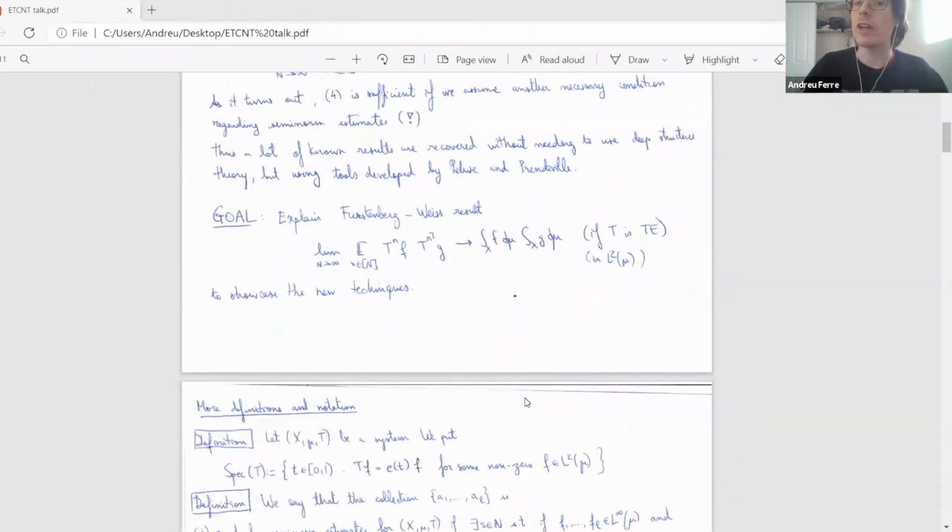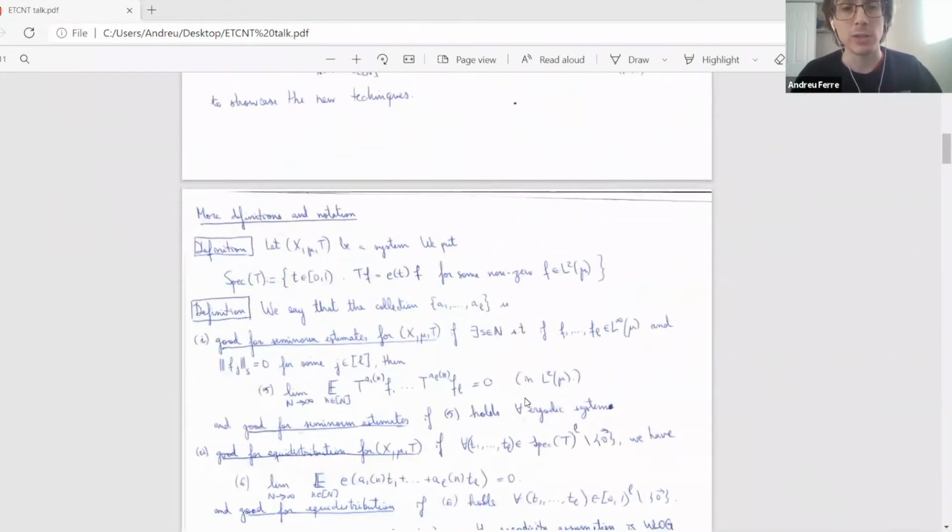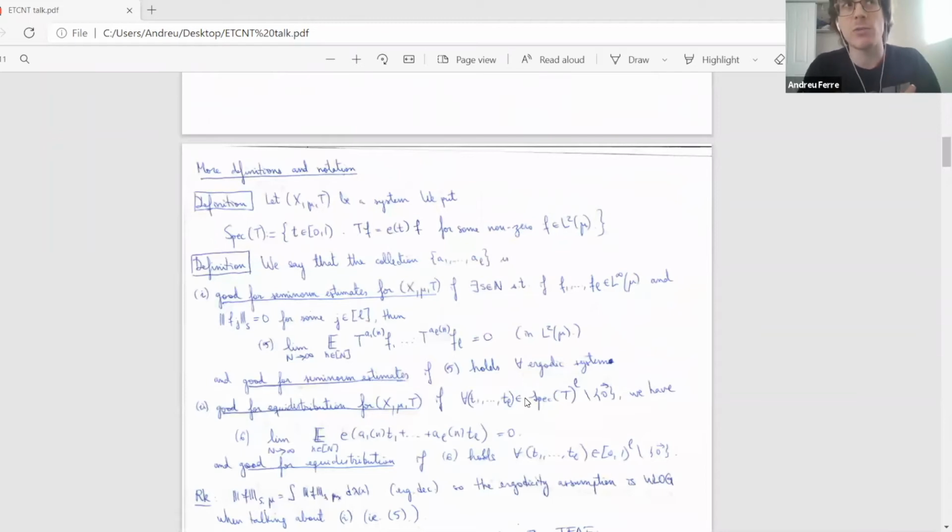Now, before I can do that, we need some definitions. It's also related to the notation I've been using before. First of all, the spectrum of the transformation T is going to be all the eigenvalues for which there is a non-trivial function in L2 such that Tf equals e(t)f. So this e(t) just means e^{2πit}. And the way we've constructed it, the spectrum here is a subset of [0,1), because instead of having the spectrum be in S1, we already included the exponential here.